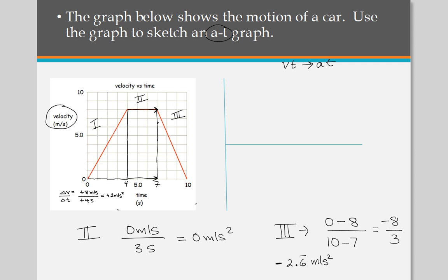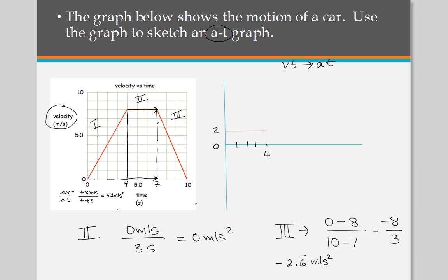So slope calculations should be no problem. I've demonstrated it 2 ways: just doing a triangle, or actually using the formula. And now to graph these, all you need is a straight edge tool. For section 1, it's 2. So here's 2. Here's 0. For how many seconds? 1, 2, 3, 4.